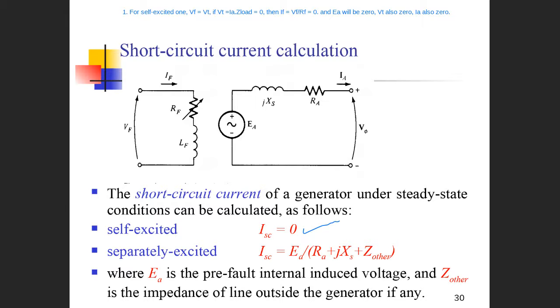The short circuit current of a generator under steady state conditions can be calculated as follows. For the self-excited one, the short circuit current will come down to 0. So this is the advantage of the self-excited generator.